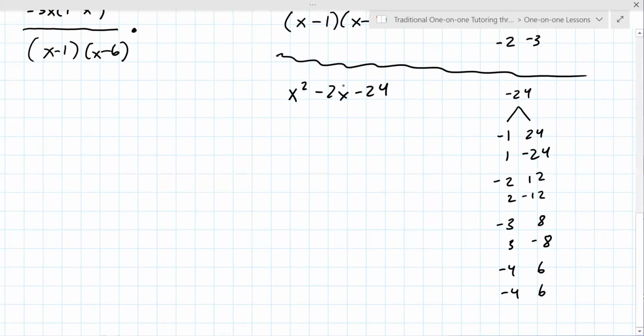So we're looking for the one that adds up to -2. Probably 4 and -6. Yeah, I'm going with this one. So it's x plus 4, x minus 6.